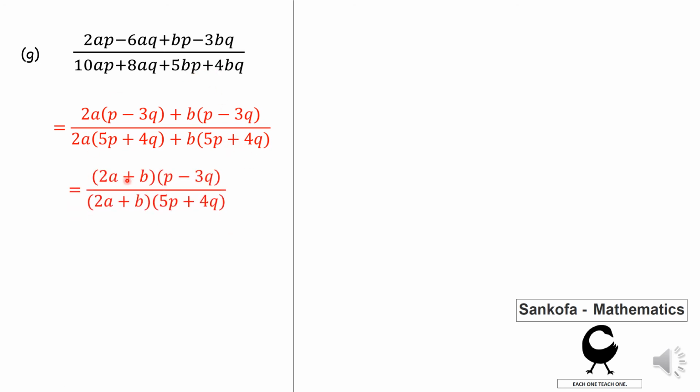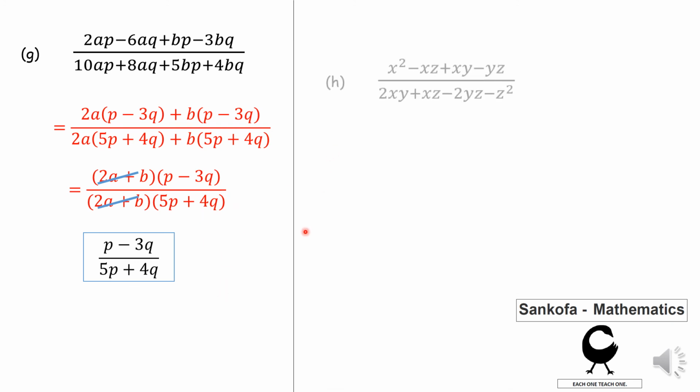Then everything outside the bracket is written in its own bracket, and then you write the other bracket only once. The same applies here, 2a plus b in its own bracket, and then you write 5p plus 4q only once. Well, you can see that 2a plus b is common, so now you can actually start with your cancellation. That leaves you with p minus 3q over 5p plus 4q.